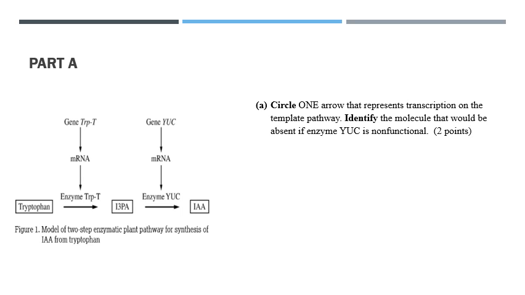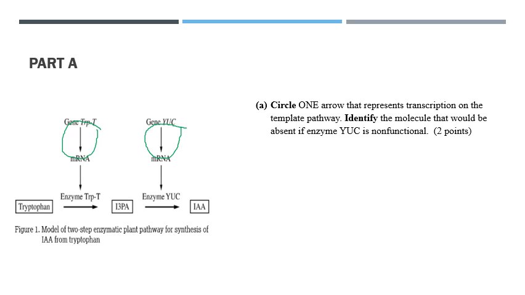Okay, so in part A, it says to circle one arrow that represents transcription on the pathway and identify the molecule that would be absent if enzyme YUCK is non-functional. This is worth 2 points. So what I would do is actually circle these, so you can have 2 of them. Transcription is happening here, and it's also happening here, because both of these are producing messenger RNA.